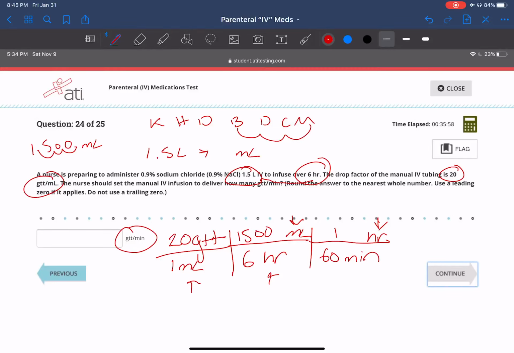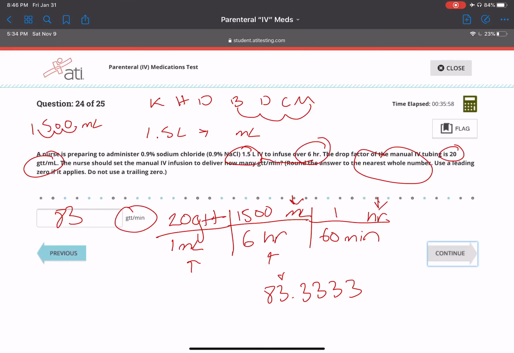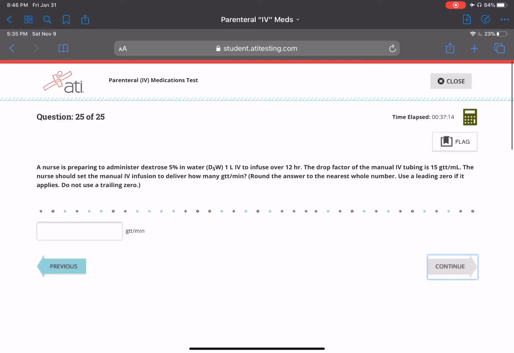So let's go ahead and do the math. We got 20 times 1500 times 1 divided by 1 divided by 6 and divided by 60. And that equals 83.3333. We're asking for it to the nearest whole number. And so that is under 5, so you're not going to round up this 3, so it's just 83. Let's see if that is right. And yes, it is. And so for this last one, I'm going to go ahead and have you do it by yourself, and then I'll slide over to the correct answer. So go ahead and pause it. I'll give you a second and then see if you got the answer right.